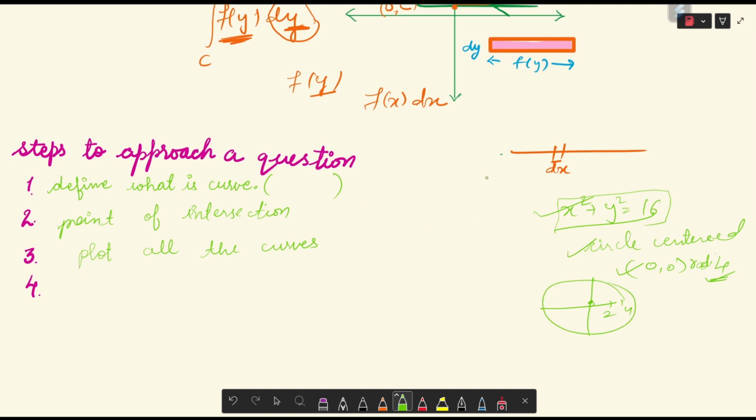If it's a line, then what do you do? You will take points x, y. What value does it take when x is 0, and what value does it take when y is 0, and then you will draw a line. Okay, so you have to plot the curves. Then you have to find what the feasible region is.